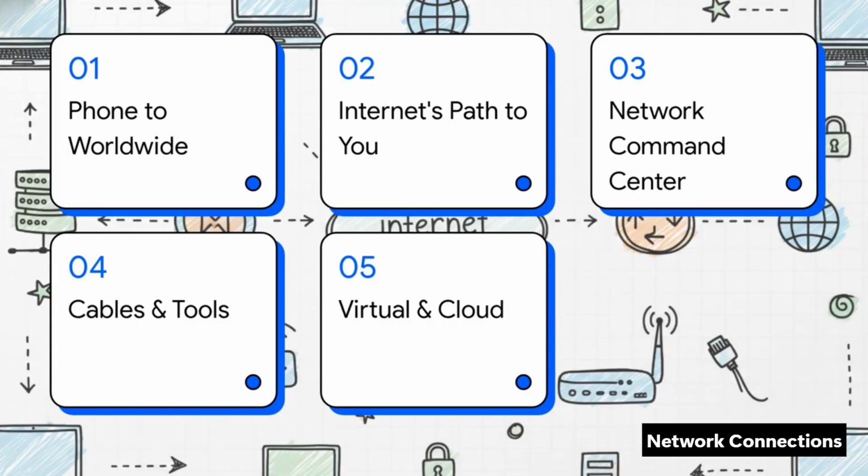Okay, here's our journey. We're going to start with the big picture. I'm talking networks by size, from the phone in your hand all the way up to the entire globe. Then we'll follow the internet's path right to your front door. After that, we'll peek inside what I like to call your network's command center. And then we'll get our hands dirty with the actual physical cables and tools. And to wrap it all up, we'll blast off into the amazing virtual and cloud worlds that all this hardware makes possible. Sound good? Let's go.